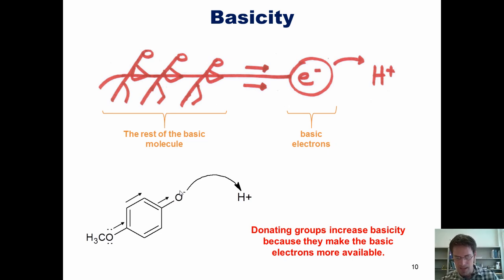To conclude then, basic electrons that are tied up by electron withdrawing groups or by resonance or by any other factor that makes them less reactive and less available will be less basic. In contrast, basic electrons that are juiced up or are made more available by electron donating groups that push electron density toward them will be more reactive and hence more basic. This same logic also applies analogously to nucleophiles. So let's examine some sample questions that address these acidity-basicity principles.